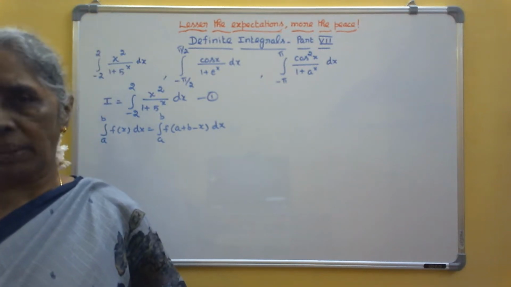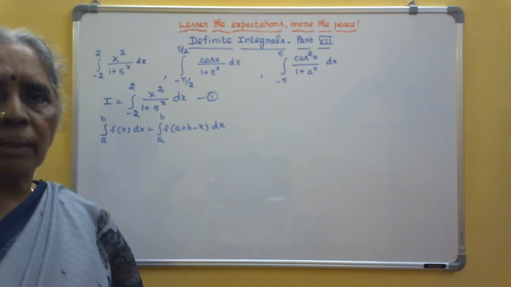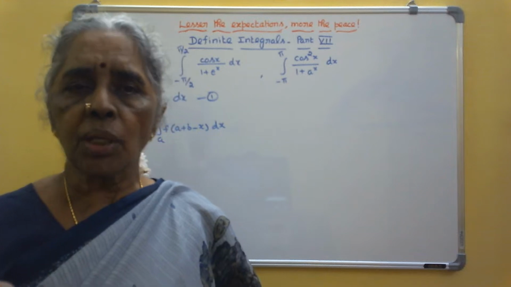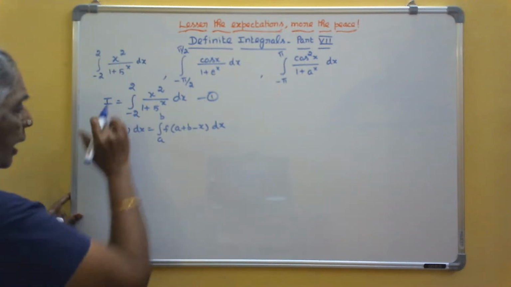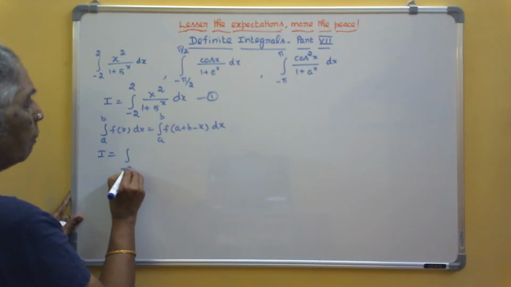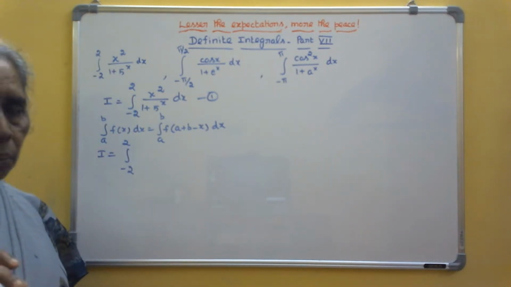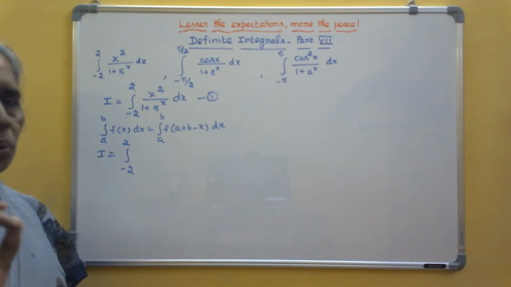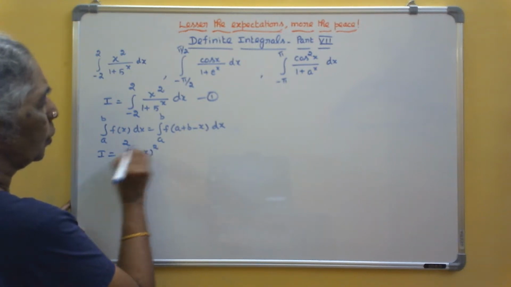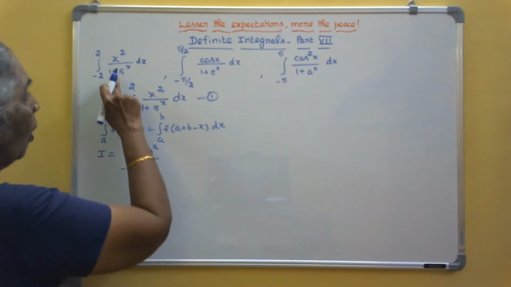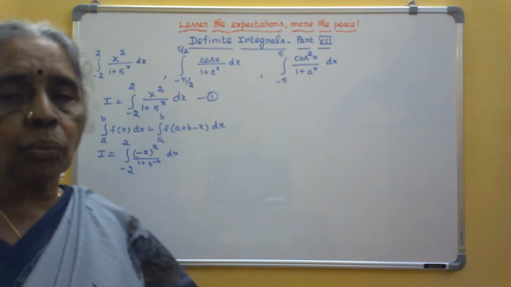What is the use of this property? Here, in all these sums, if you add the limits, that is a plus b, that is going to be 0. So, 0 minus x will be minus x. So, that is what we are going to do. Now here, I will be equal to integral from minus 2 to 2. In the place of x, I have to write a plus b, which is actually 0. So, 0 minus x is minus x. So, straight away, I am putting minus x in the place of x. So, I will be getting minus x the whole squared by the denominator, 1 plus 5 power minus x, dx. Okay, do you understand how that minus x came?